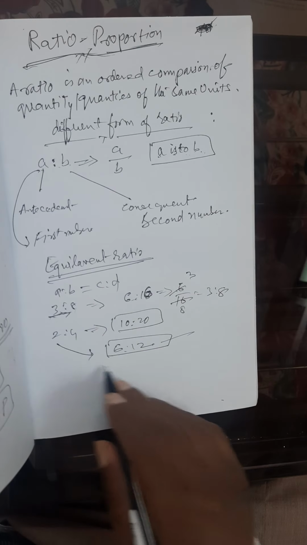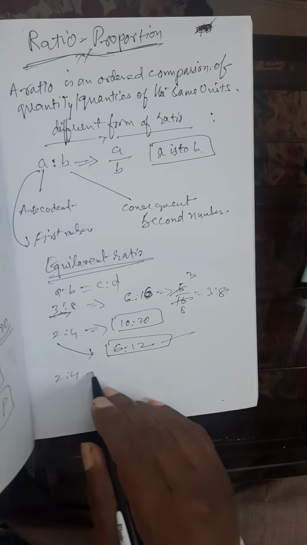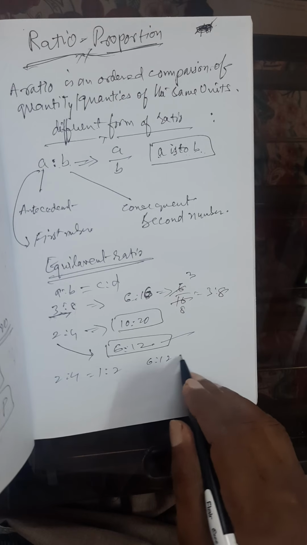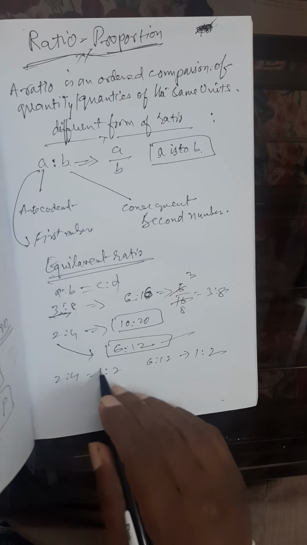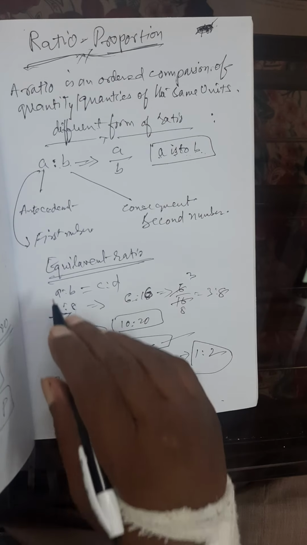So, in the simplest form, if we compare these two, you will get the same value. 2 is to 4 is nothing but 1 is to 2, and 6 is to 12 is nothing but 1 is to 2. So, this comparison at the lowest form is known as equivalent ratio.